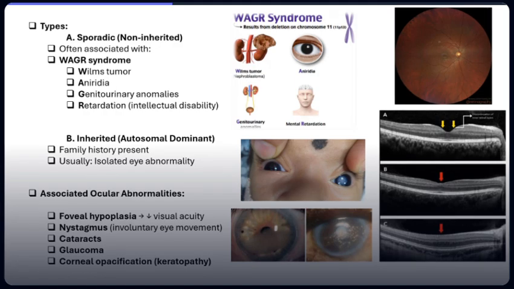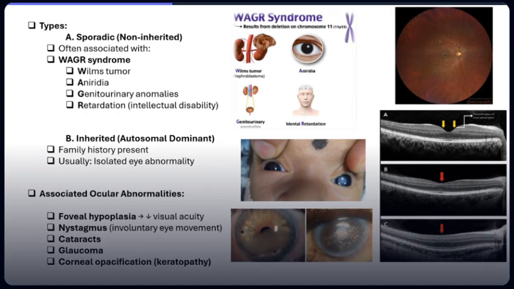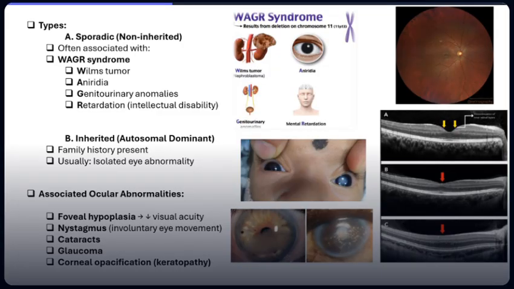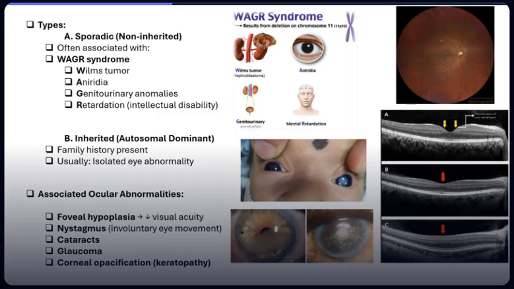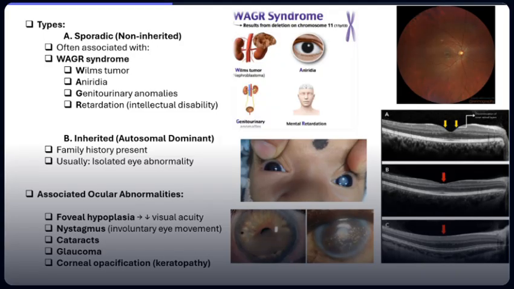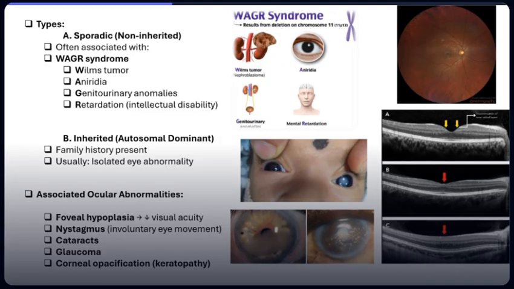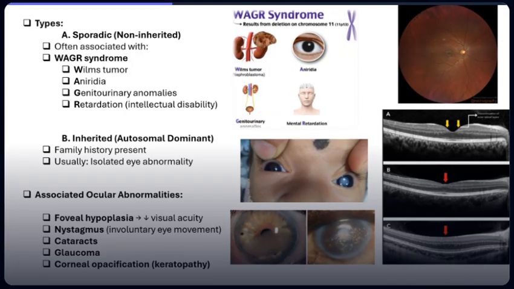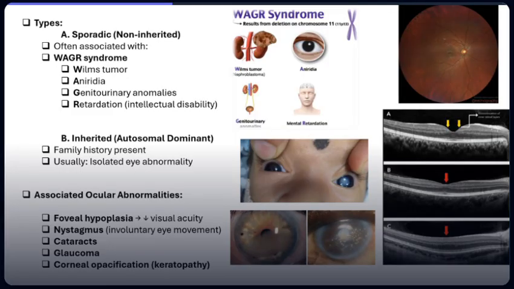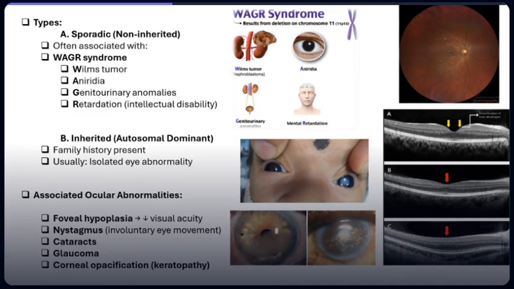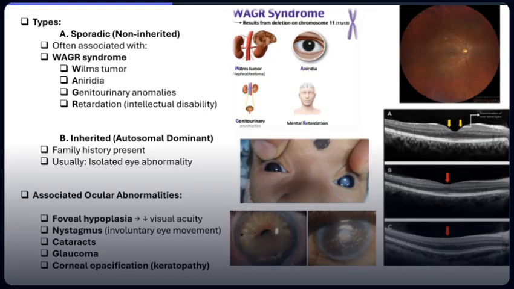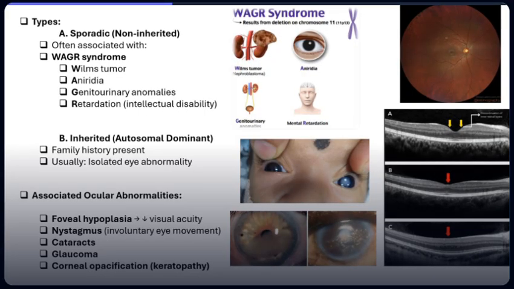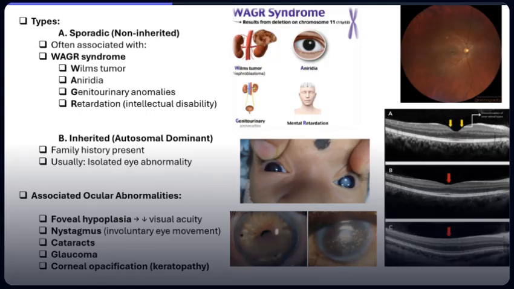We must differentiate between the autosomal dominant inherited form of aniridia and the sporadic variant, which frequently arises from a contiguous gene deletion at the 11p13 locus on chromosome 11. In these sporadic cases, the loss of genomic material results in WAGR syndrome, where the ocular absence of the iris is critically linked to nephroblastoma, genitourinary malformations, and intellectual disability.